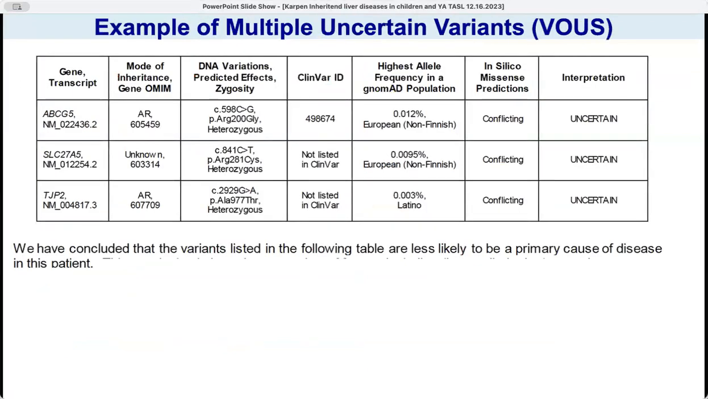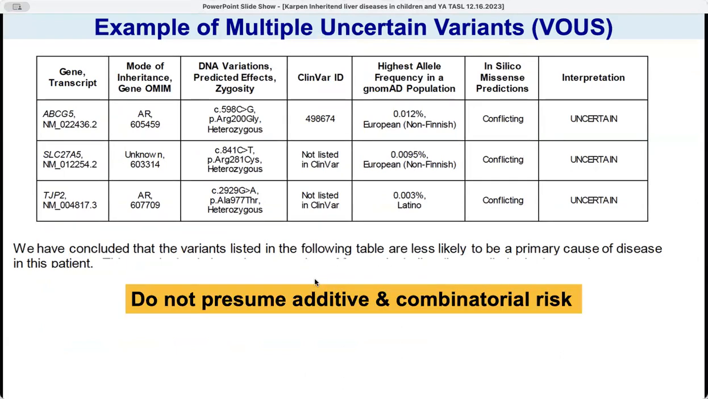So I promised I would get back to the VUSs. Here's a patient that had neonatal cholestasis. There was no diagnostic result, but had 3 different genes, each heterozygous, each with an uncertain interpretation. And from the reading of the report, we have concluded the variants are less likely to be a primary cause of disease. And I encourage everybody to not take these results and say, aha, I've just made a novel discovery of this triply coincident heterozygosity that therefore gave this kid disease.